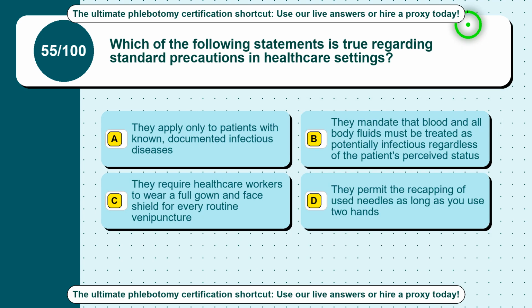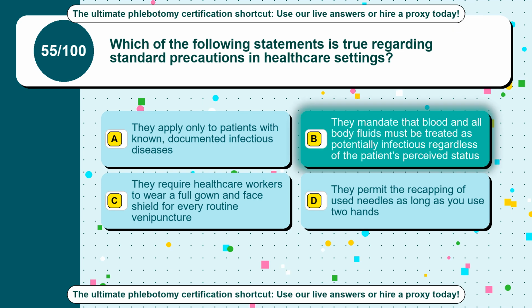Question 55. Which of the following statements is true regarding standard precautions in healthcare settings? Option A, they apply only to patients with known, documented infectious diseases. Option B, they mandate that blood and all body fluids must be treated as potentially infectious regardless of the patient's perceived status. Option C, they require healthcare workers to wear a full gown and face shield for every routine venipuncture. Option D, they permit the recapping of used needles as long as you use 2 hands.